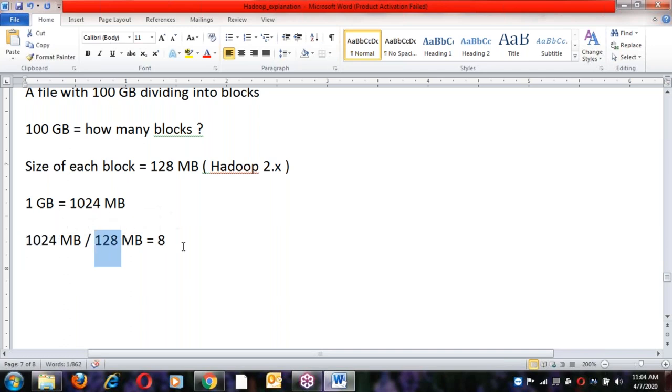1024 divided by 128 is equal to 8 blocks. So 1 GB is equal to 8 blocks.